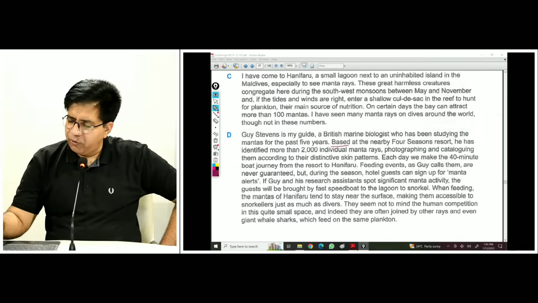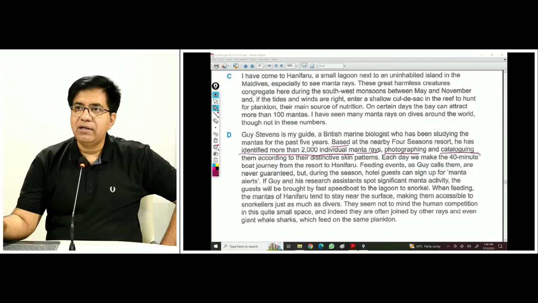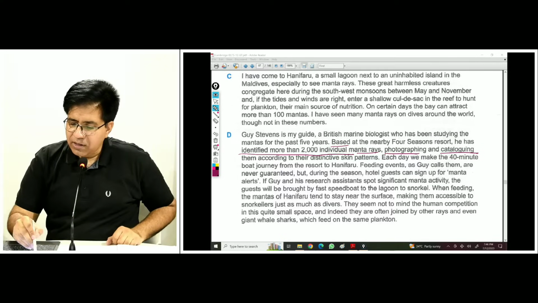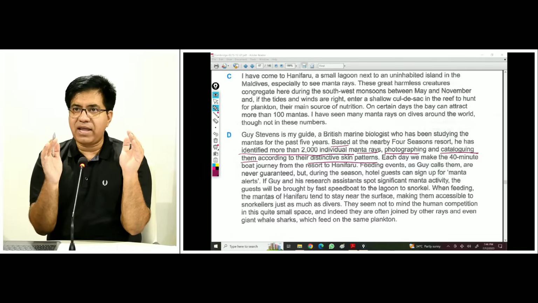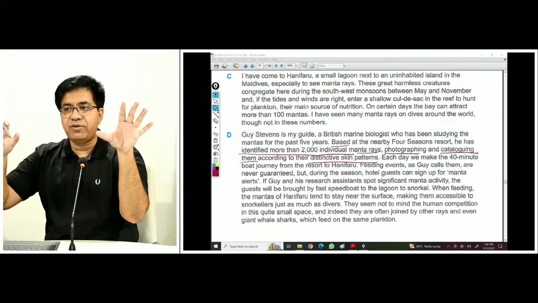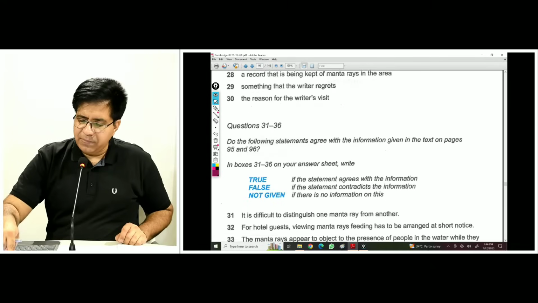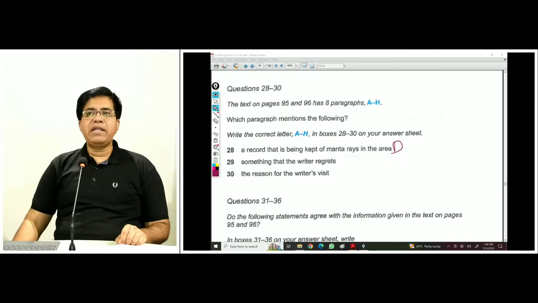Based at the nearby Four Seasons Resort, he has identified more than 2,000 individual Manta Ray, photographing, cataloging. When you photograph something, when you catalog something, you are actually making record, cataloging them according to their distinctive skin patterns. So he is photographing Manta Rays, he is cataloging them according to their skin patterns. So they talked about record in paragraph D for doctor. So the answer to question number 28 is D for doctor. Got it? But you should do it in the end. Read the questions first, answer them in the end. And as you are solving other questions, if you find any answer, then you can read that.